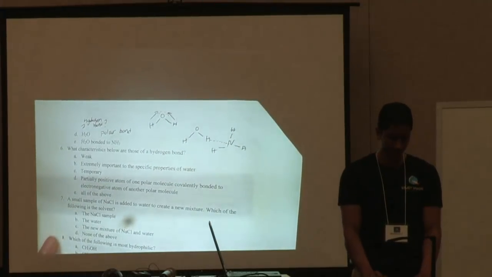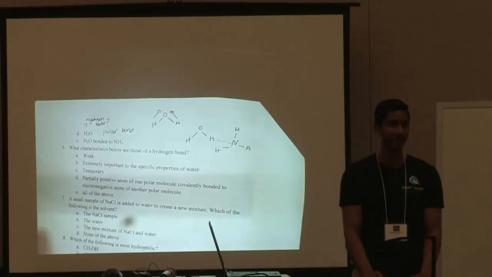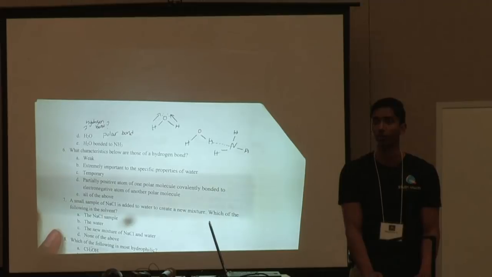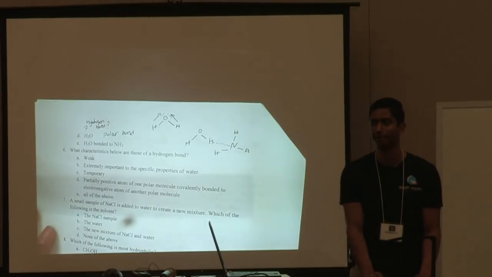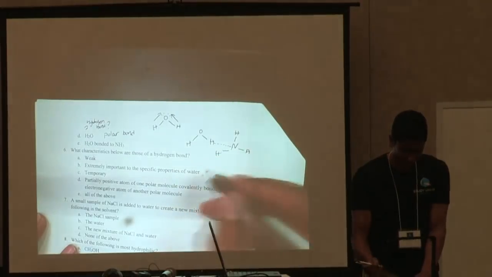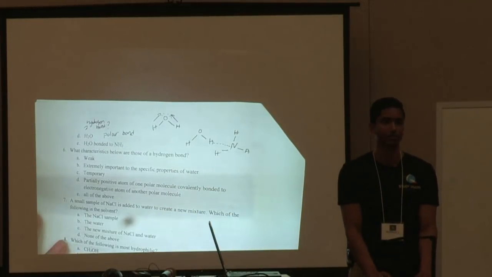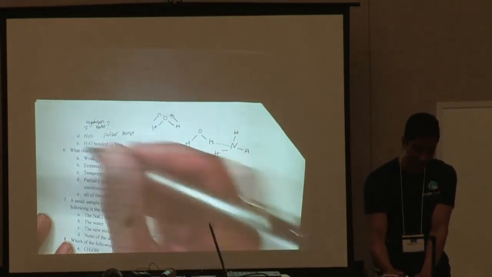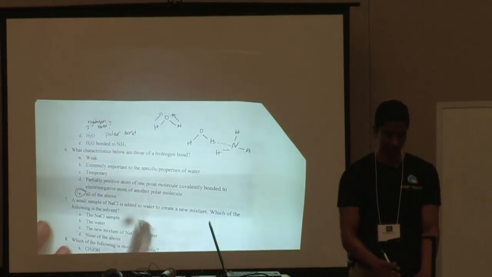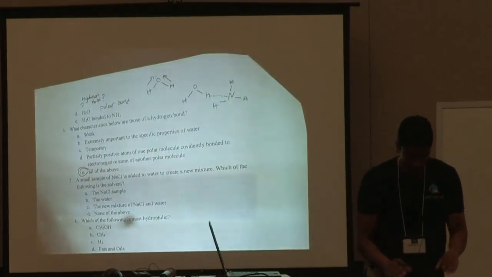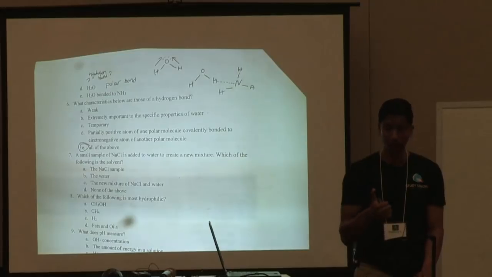What characteristics below are those of a hydrogen bond? Are they weak? Yep. Are they extremely important to the specific properties of water? No, they're not. All right, well, let's just say this one's wrong, maybe. Are they temporary? Yes, they are, right? So even if you guys didn't know that this one was correct, you already have two, so it's all of the above. All of these are true of a hydrogen bond. Everyone good so far?